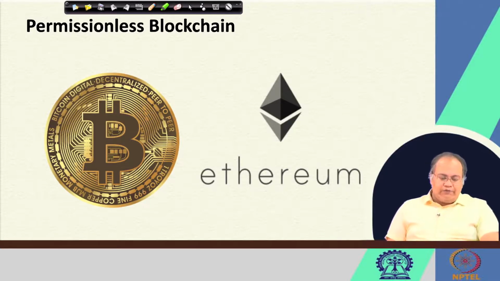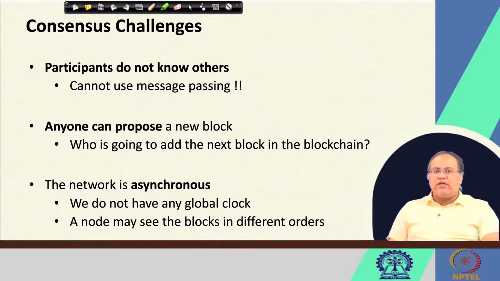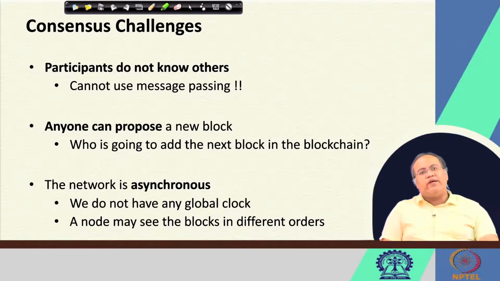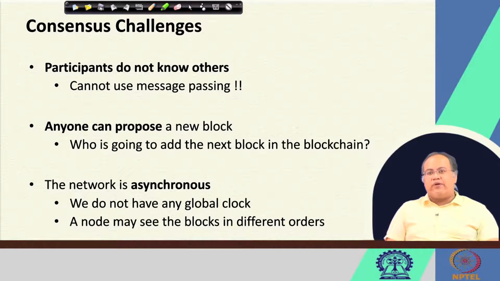Now, if we look into the challenges of achieving consensus in a permissionless model, we have mentioned that earlier. This is just a recap so that you can recall the core idea. The first thing is that the participants do not know each other. Well, when the participants do not know each other, they cannot use message passing, as we have seen earlier, and that is primarily the reason we cannot use the classical distributed consensus algorithms in the context of an open or permissionless blockchain network.